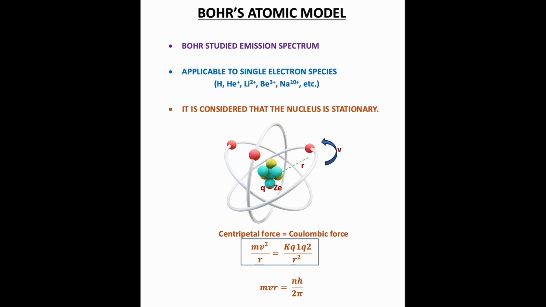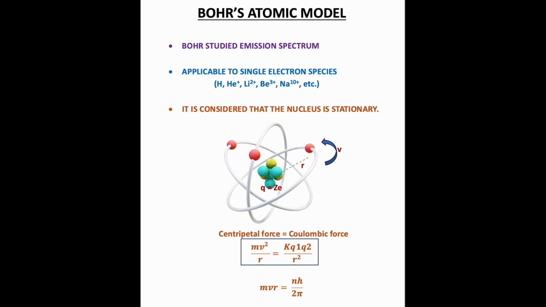So accordingly, out of all the infinite possible orbits which might be present in an atom, it is said that the electron is possible only in those circular orbits for which its angular momentum is an integral multiple of h upon 2 pi. So angular momentum is what? mvr, which is equal to nh over 2 pi, where n is the shell number, h is Planck's constant, and r is the radius of the orbit.